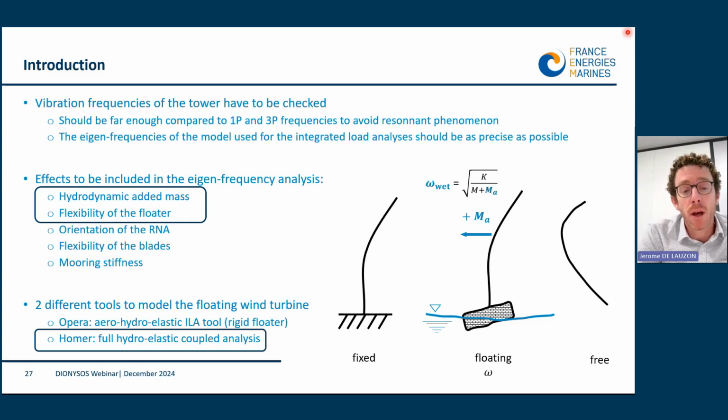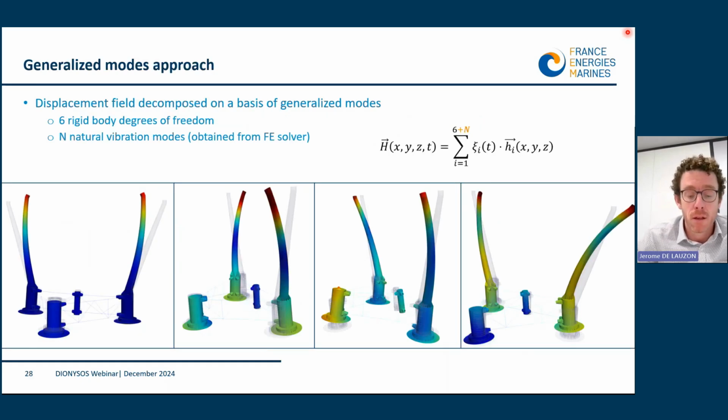The first one is the hydroelastic tool. So in case of BV, it's Opera. And I will focus on another tool that we have used for this kind of analysis, which is called Homer, that allows to perform the full hydroelastic coupled analysis. So to take into account both the hydrodynamic added mass and the flexibility of the floater in a consistent way.